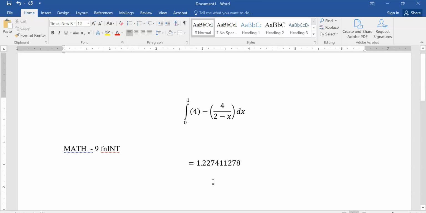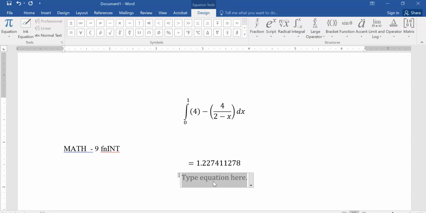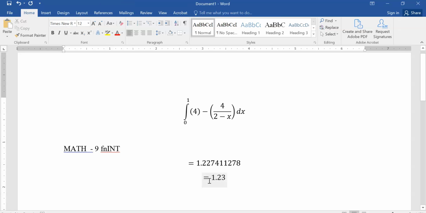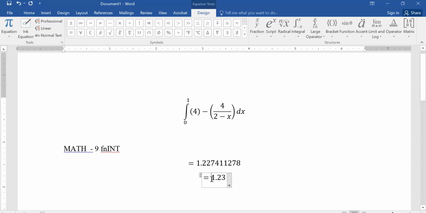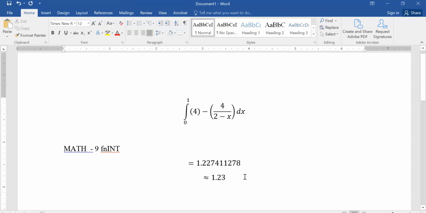Now, what's going to happen in Moodle or on WebAssign most of the time is it's going to say, well, let's just round this to 2 decimal places or something like that. So you can say equal to, or better yet, you could say approximately equal to 1.23. Okay, so that's the idea.